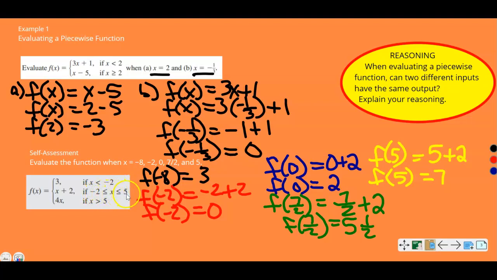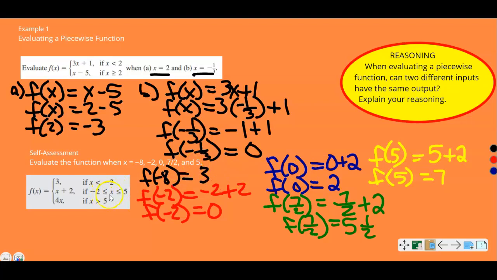3.5 also falls between negative 2 and 5. So I'm going to do f of 7/2 equals this same function here, 7/2 plus 2. So this is 3.5. 3.5 plus 2 is 5.5. And then the last one says evaluate when x equals 5.